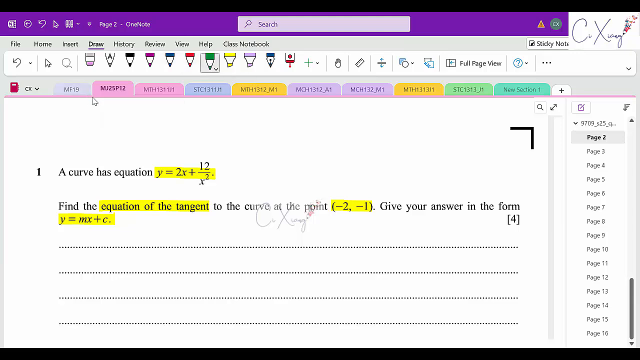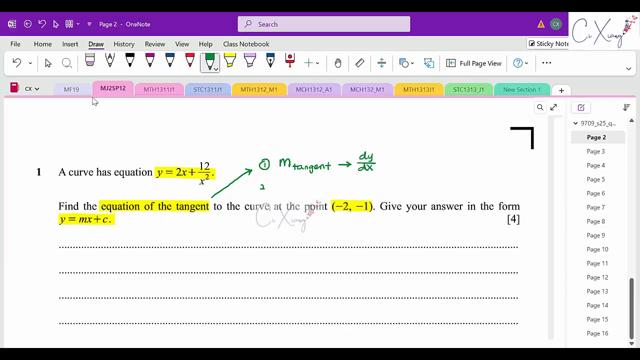When you want to form any equation of a straight line, you need two important pieces of information. The first one is the gradient of the tangent, the gradient of the line. For this case, we want the gradient of the tangent, which you can get from dy/dx.